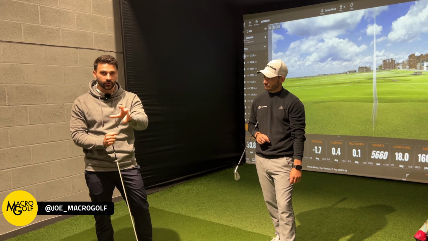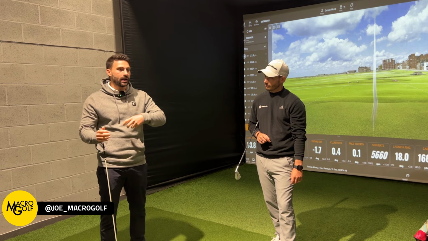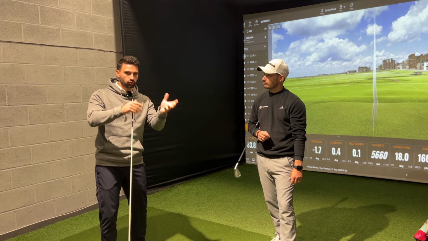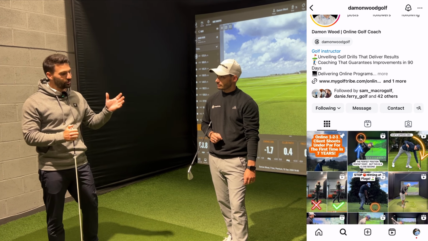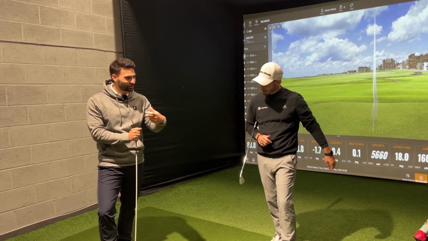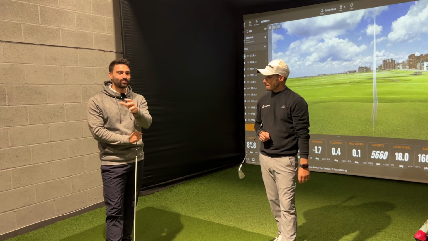We're talking about driver and irons, the difference between the two, and why we're starting to see different ball flights with iron versus driver, draws, fades, and why we're seeing this. So Damon, this was your idea for a video, and it came from me and something I'm struggling with in my game at the moment. So why don't we just open this topic up?